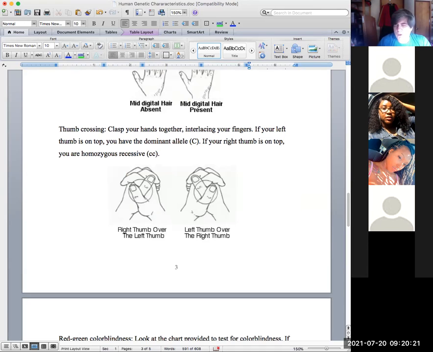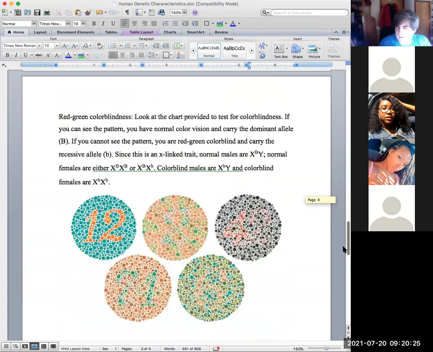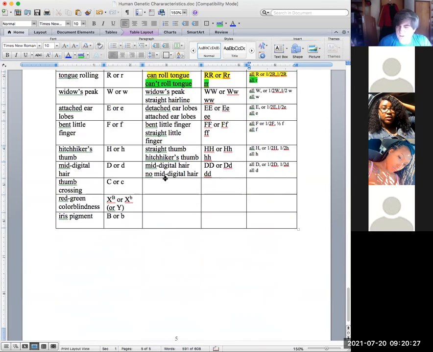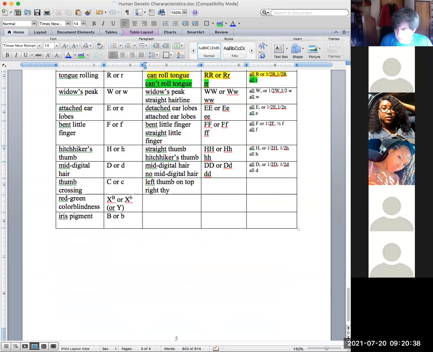So whichever one feels right to you, whichever one you do naturally, if you don't think about it, the two phenotypes here, the two things we can observe, are either the left thumb on top or the right thumb on top. Okay, the left thumb on top is dominant. So again, you should be starting to see a pattern here with the genotypes.